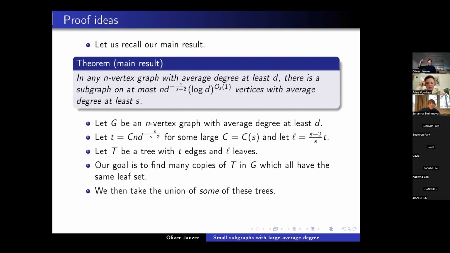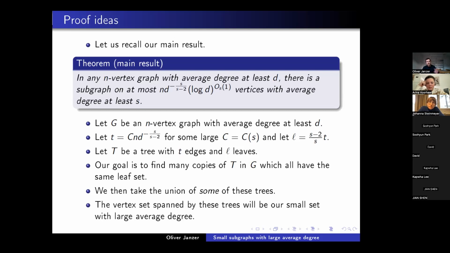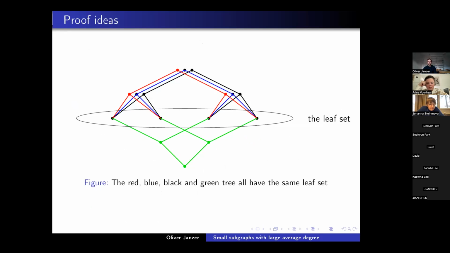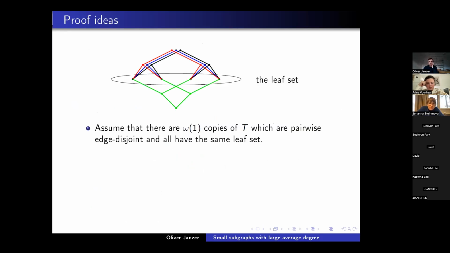If you take 2 trees, or 10 trees, which have the same set of leaves, they could overlap in many different ways, making it very difficult to say something about the number of edges that they have in total and the number of vertices they have in total. So that's a problem. But let's not worry about that for now. And this vertex set spanned by the union of some of these trees will be our small candidate for a small set of large average degree. So this was the picture. This was what we are trying to do.